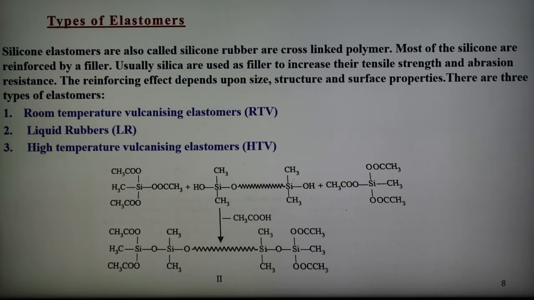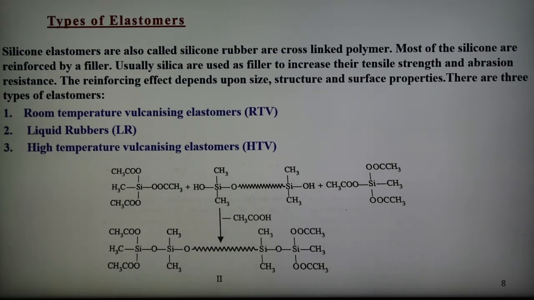There are three types of elastomer. One is a room temperature vulcanizing elastomer, RTV. Second is liquid rubber, LR, and third is a high temperature vulcanizing elastomer, HTV. So this is the, and shown the reaction below, that how the RTV can form different types of product. And room temperature vulcanizing RTV elastomer are based on the polydimethyl siloxane, that is PDMS. These are prepared by reaction of OH terminated polysiloxane with silane of the type RSiX3. The cross-linking agent most frequently used is a methyl triacetoxysilane.